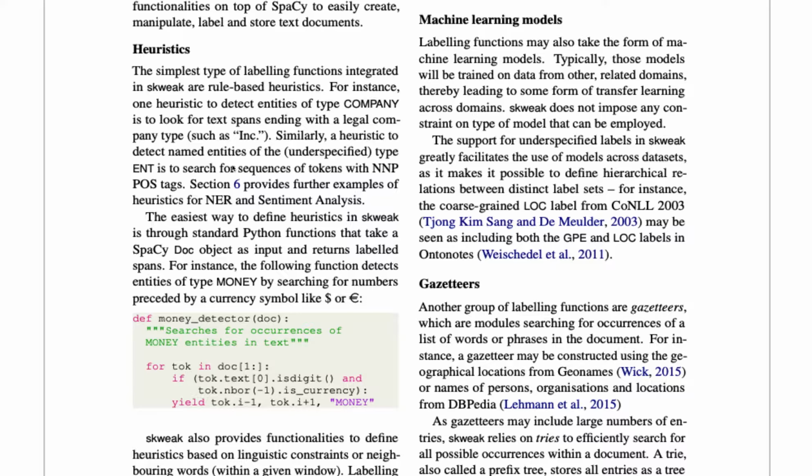So the first thing they talked about is the heuristic based labeling function. So what is a heuristic? A heuristic is essentially based on a simple set of rules, or you can say if-else statements. For example, you want to detect companies in a given text. You can use something like: if there is a word which is followed by a legal connotation, let's say INC or LTD, those kinds of things, you can specify that this particular span of text is potentially a company.